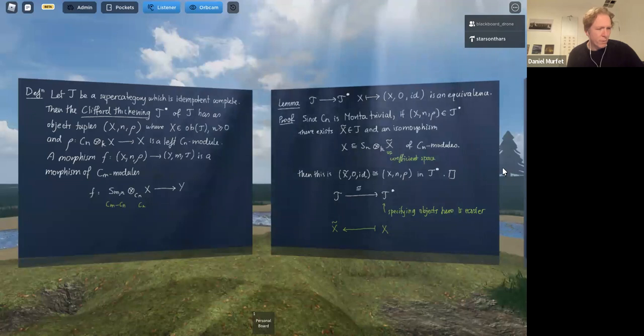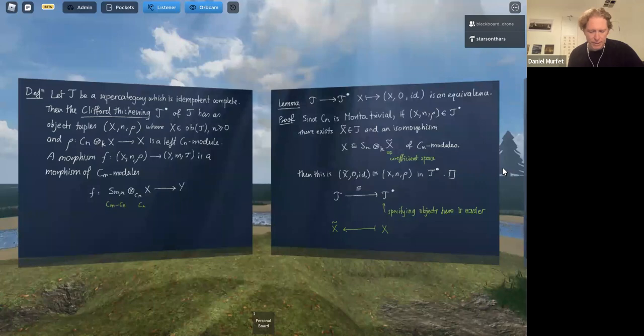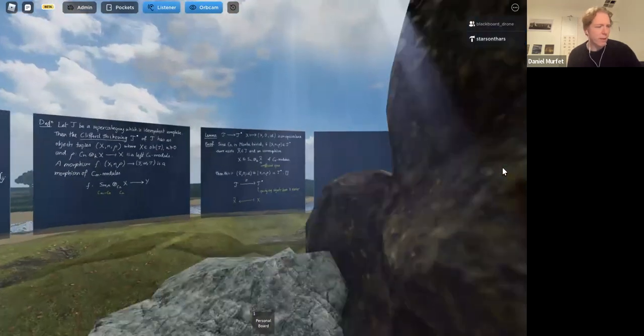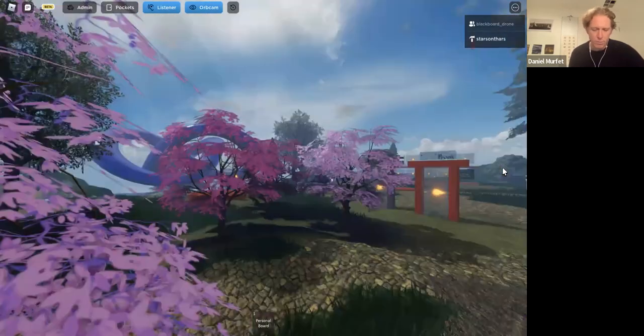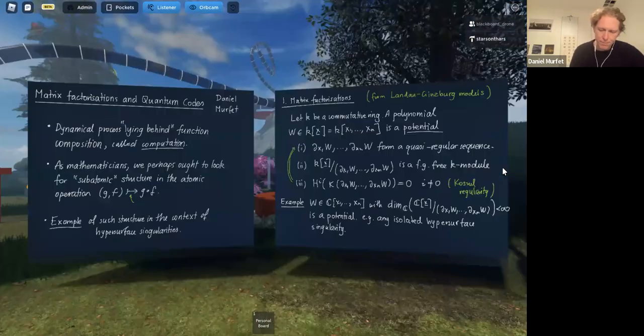So I'm going to define for you what I call the cut operation, which instead of taking values in HMF, takes values in HMF bullet, in this thickening. And that can be specified completely finitely. And then I'll hopefully be able to tell you in an example what code that corresponds to, in the sense of quantum codes. So that's the plan.